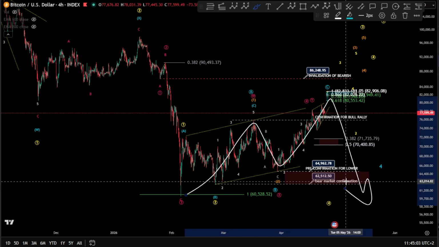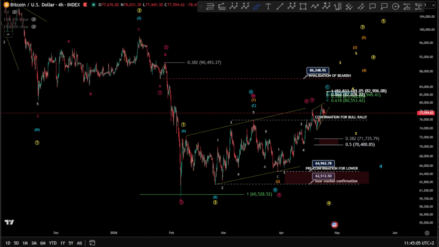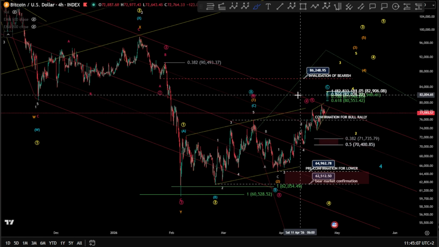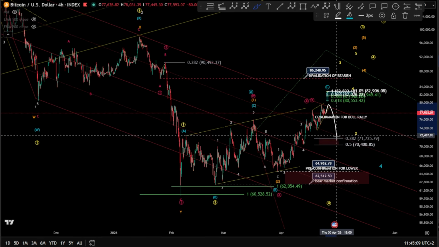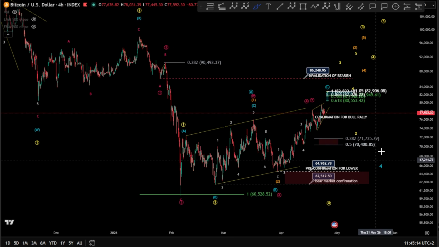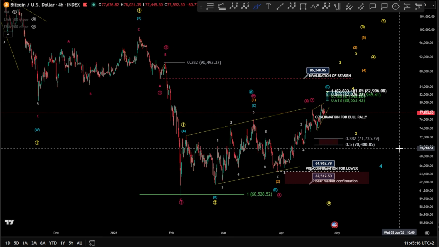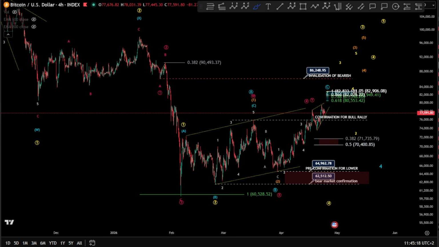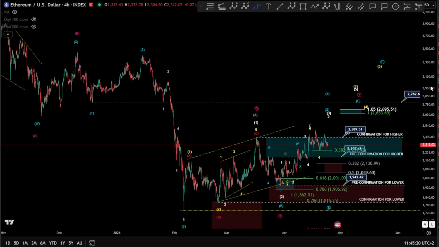Yeah, so this is what I'm expecting. Don't forget the channels are very, very close, the base channel. So this might make a fake out here a little bit and then push downward again. This is regarding Bitcoin, guys, for today. Let's see also a quick overview for Ethereum.